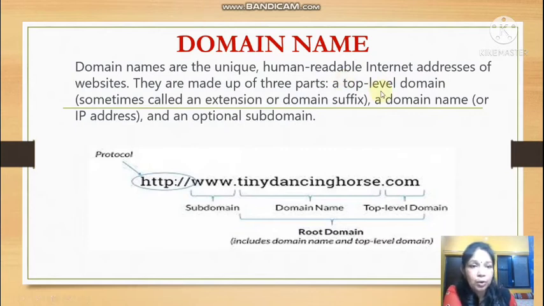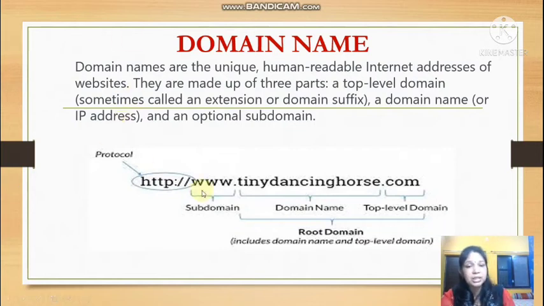First is your top level domain, sometimes called an extension or domain suffix, and then a domain name, and an optional subdomain. Start from here. This is the top level domain, which I have already told you indicates what type of website you're making. Then on which server it is, meaning the name of the website, and finally the subdomain. And this is the protocol. For multimedia files we go with HTTP, but if you have big files to transfer from one computer to another, then we'll go with FTP. So according to the requirement, what type of data you're exchanging using the internet, the protocol will change.